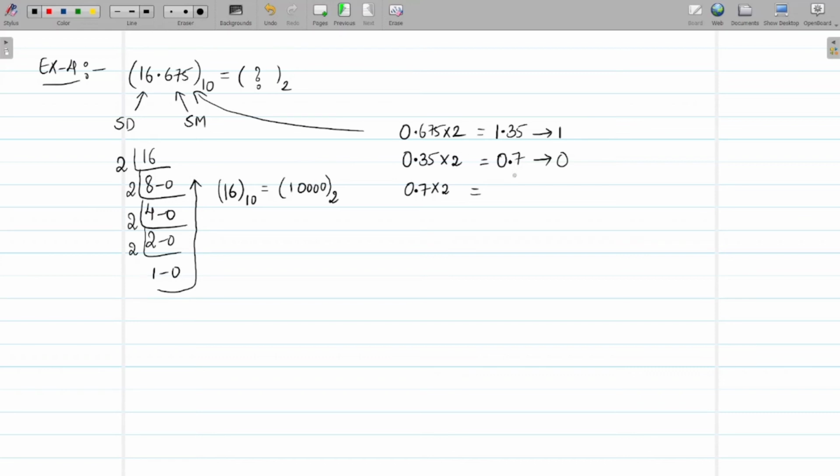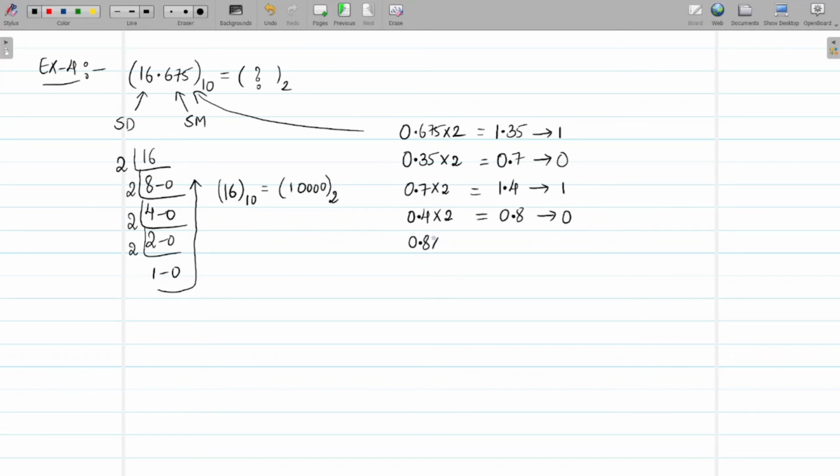1.4. So write the integral part separately. Consider 0.4 again. 0.4 into 2. What is 0.4 into 2? 0.8. Write integral part separately.